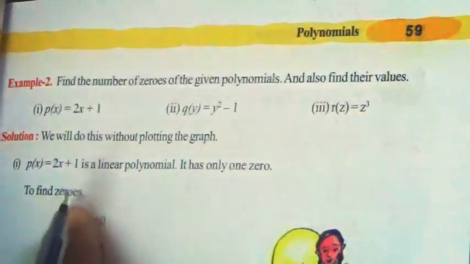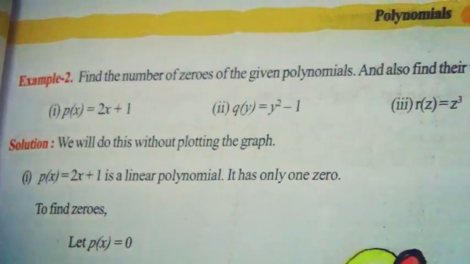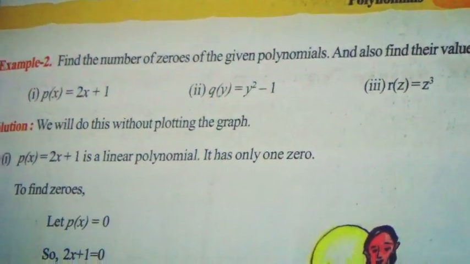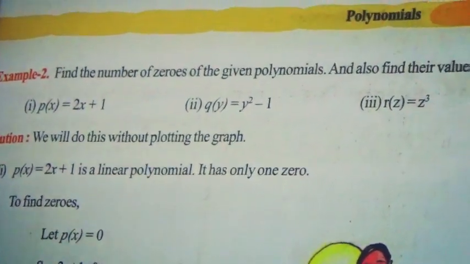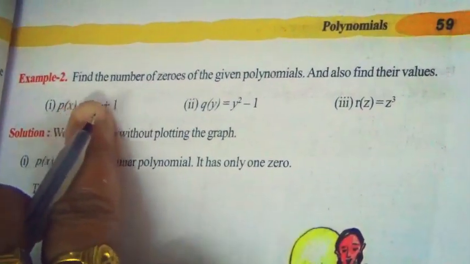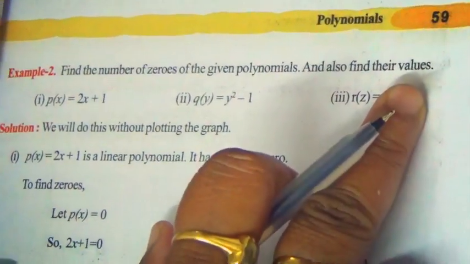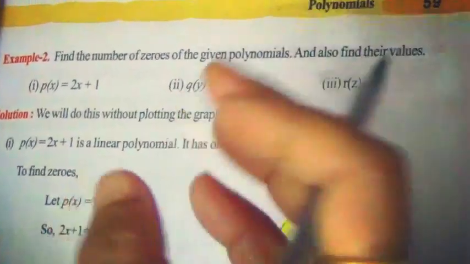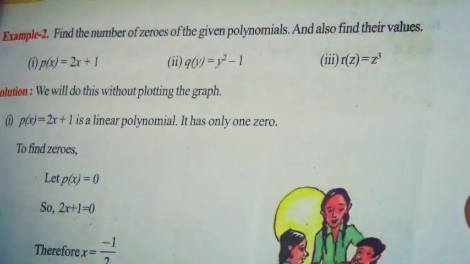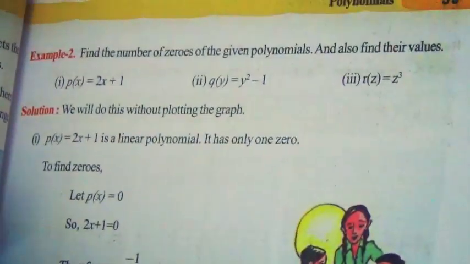Then on page number 59 we have example 2. Page 59. Example 2. So here, what is the question? Find the number of zeros of the given polynomials and also find their values. We have to tell the number of zeros as well as find out the values.